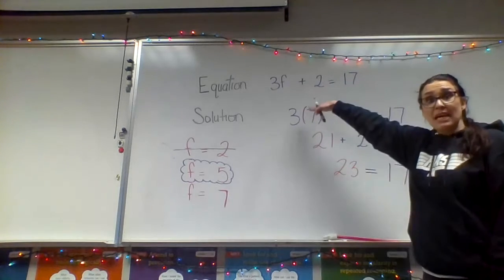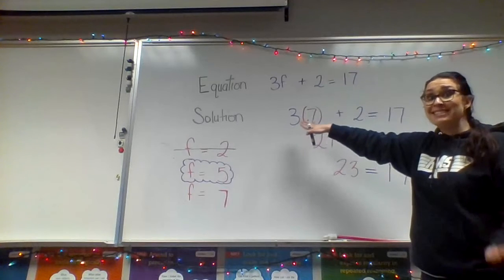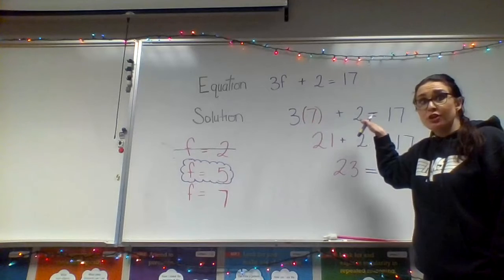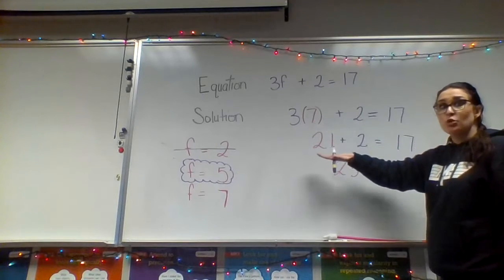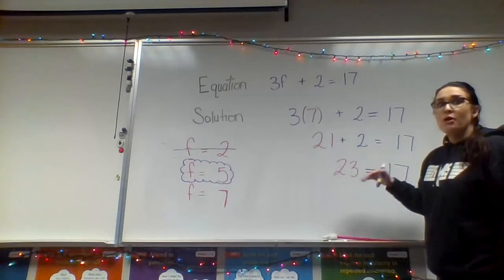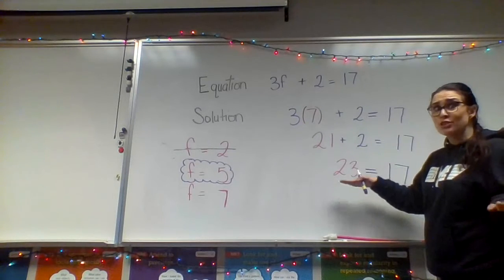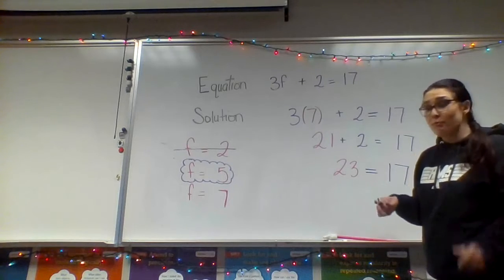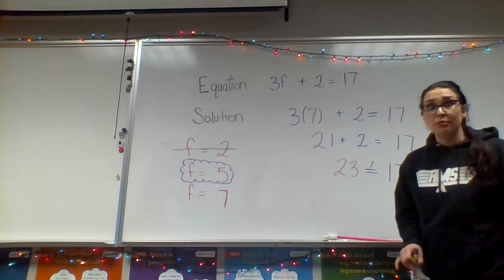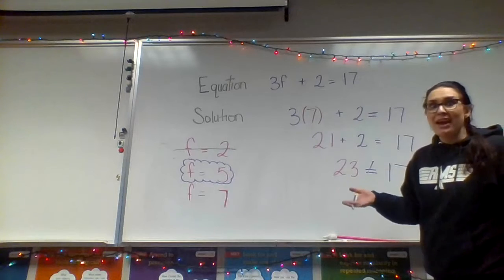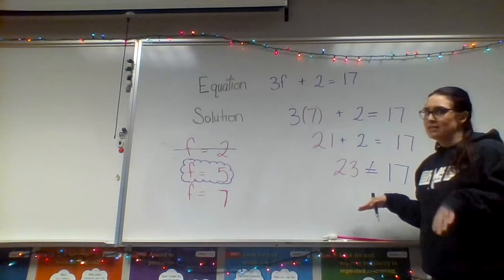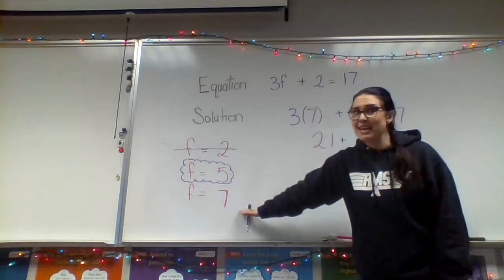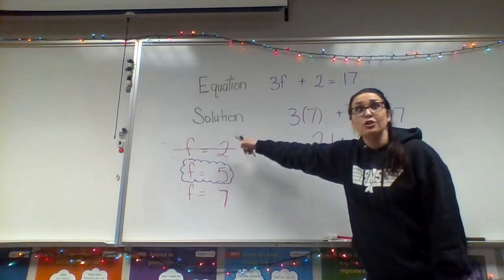So I take my same equation, but now I'm substituting 7 instead of 5. And when I have 3 times 7 plus 2, we know that actually works out to 21 plus 2, which will give me 23. Now, does 23 equal 17? Nope. So how do we represent that? We put a line right through that equal sign, right? And that tells us that 23 is not equal to 17. What that also means, my friends, is that 7 is not a solution to our equation.